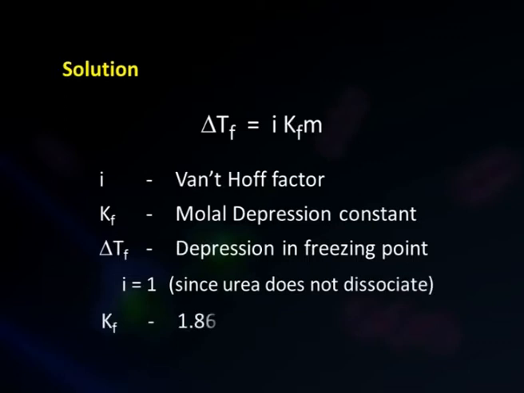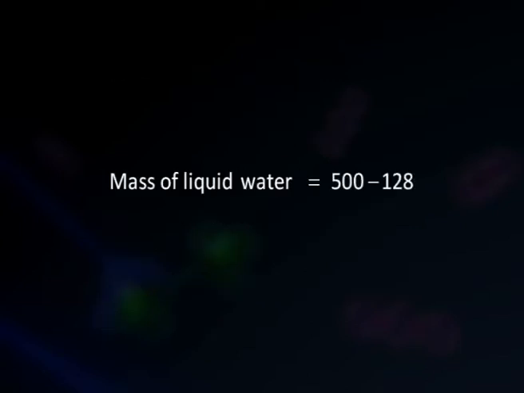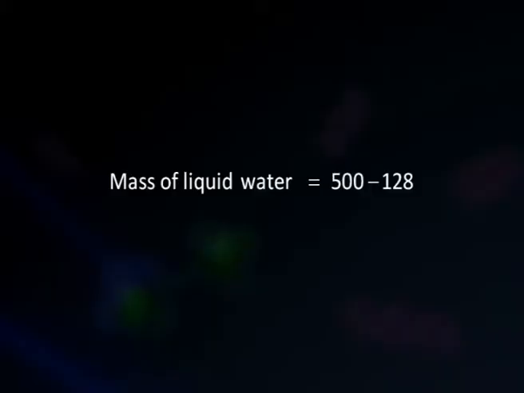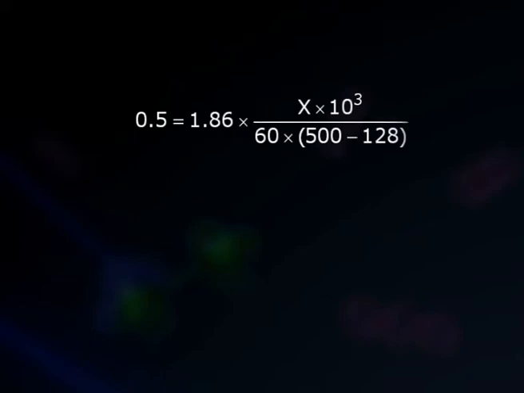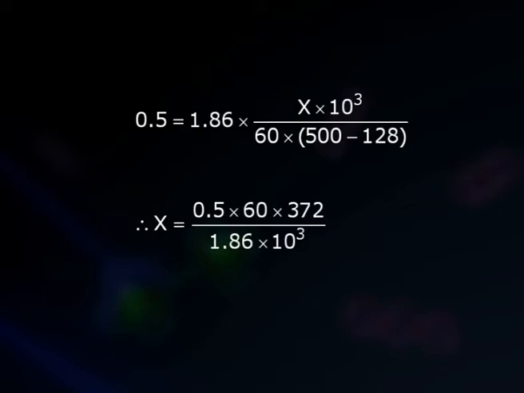Kf is given as 1.86. Now, the mass of liquid water will be equal to 500 minus 128, because 128 grams of ice has been separated. So, 500 minus 128 is equal to 372. Putting all these values in the equation, we will get x equal to 0.5 into 60 into 372 upon 1.86 into 10 to the power 3, equal to 6 grams.